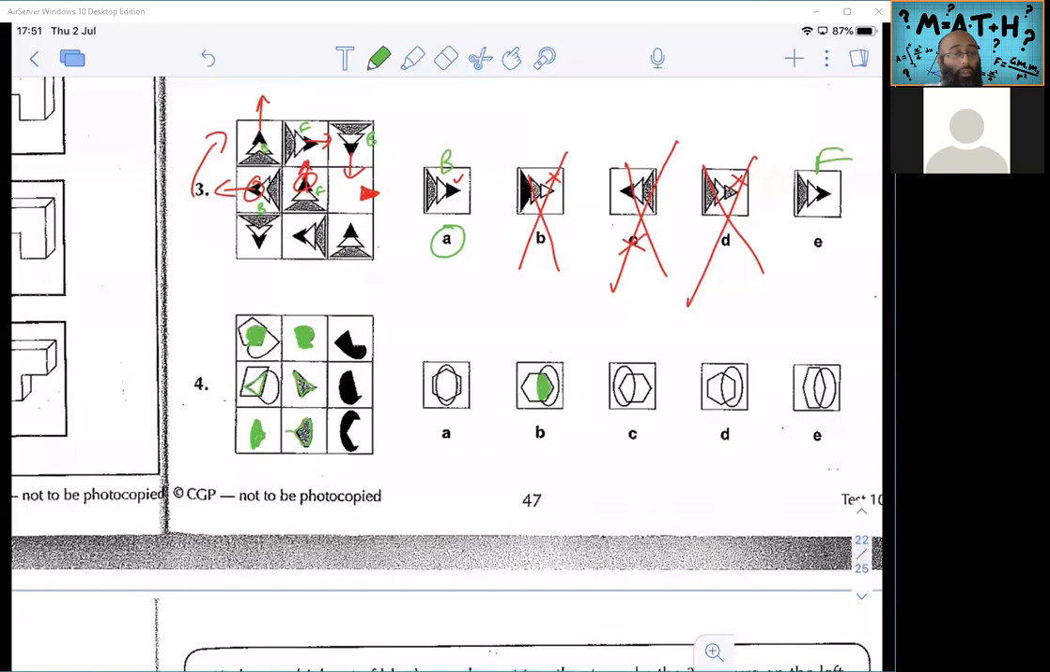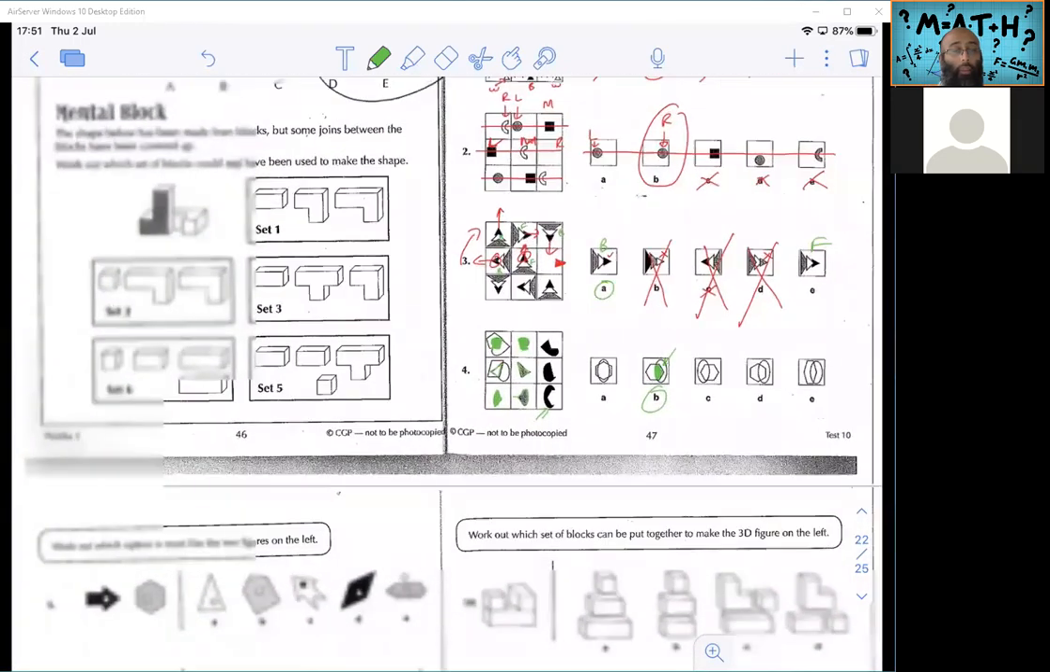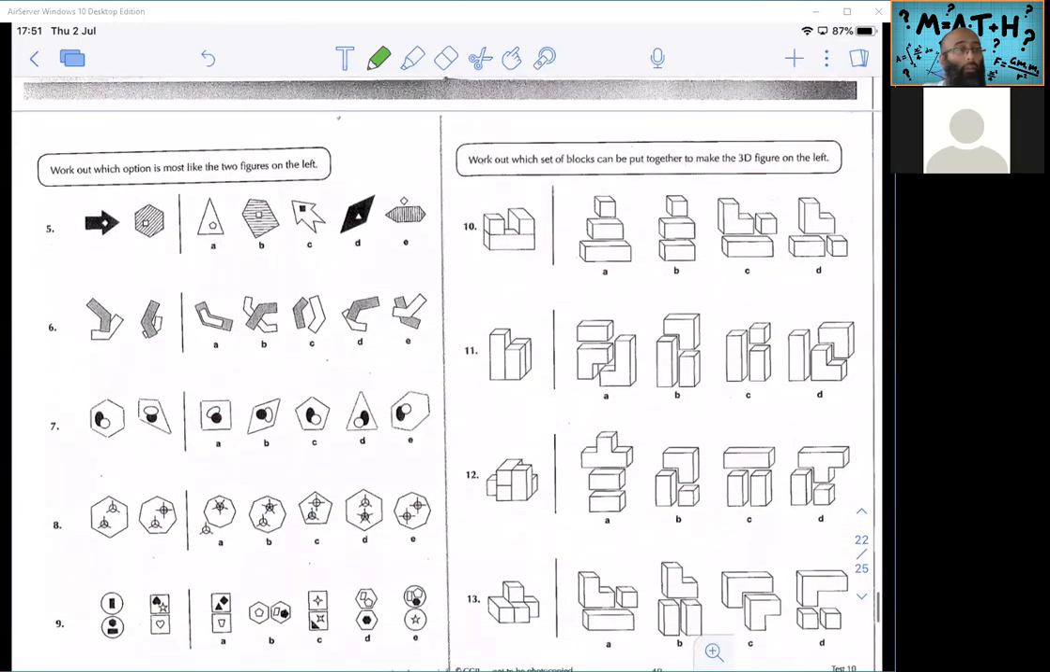Okay, and then if you look at it, also the outside shape gets reflected as well. So this bit here, the outside shape is here in black silhouette. Number 4 is B. Okay, lovely. Question number 5.